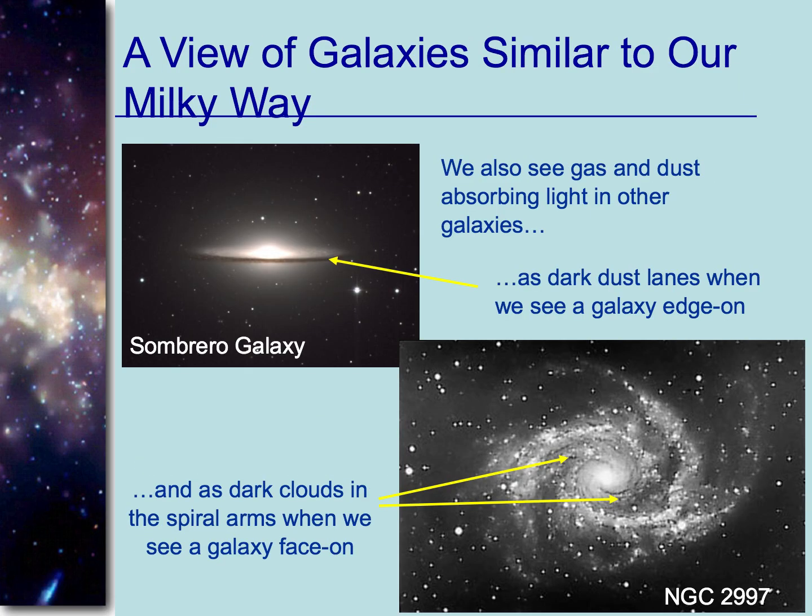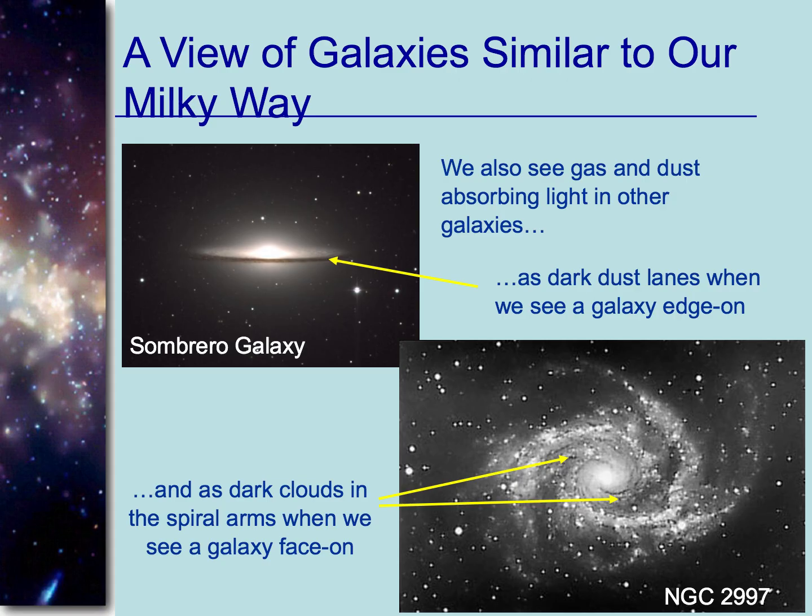Here are a couple more spiral galaxies that probably look similar to our own. The Sombrero Galaxy we see edge on. Though we can't see the spiral arms, we can see the gas and dust lane around the outside. NGC 2997 is a face-on spiral, and we can see its dust lanes as dark lines between and within the spiral arms.